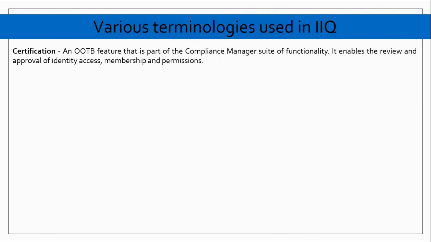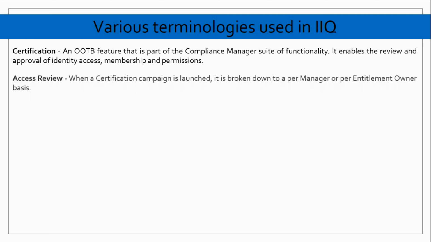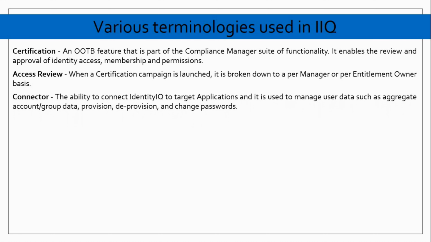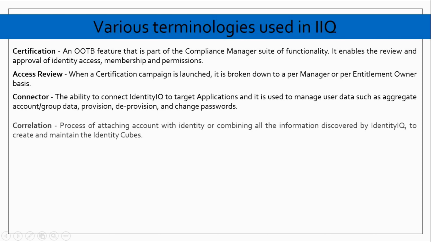Certification. This is an out-of-the-box feature that is part of Compliance Manager, and it enables the review and approval of identity access, membership, and permissions. Access review. When a certification campaign is launched, it is broken down on a per-manager or per-entitlement-owner basis. Connector. The ability to connect IdentityIQ to a target application, and it is used to manage user data such as aggregating account and group data, provisioning, deprovisioning, and changing passwords.